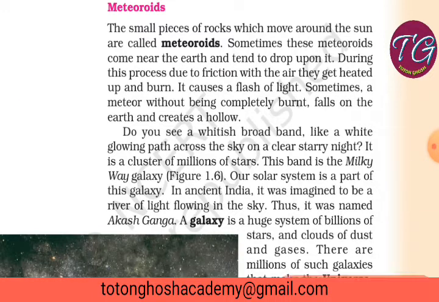Do you see a whitish broad band like a white glowing path across the sky on a clear starry night? It is a cluster of millions of stars. This band is the Milky Way Galaxy. Our solar system is a part of this galaxy. In ancient India, it was imagined to be a river of light flowing in the sky. Thus, it was named Akash Ganga.